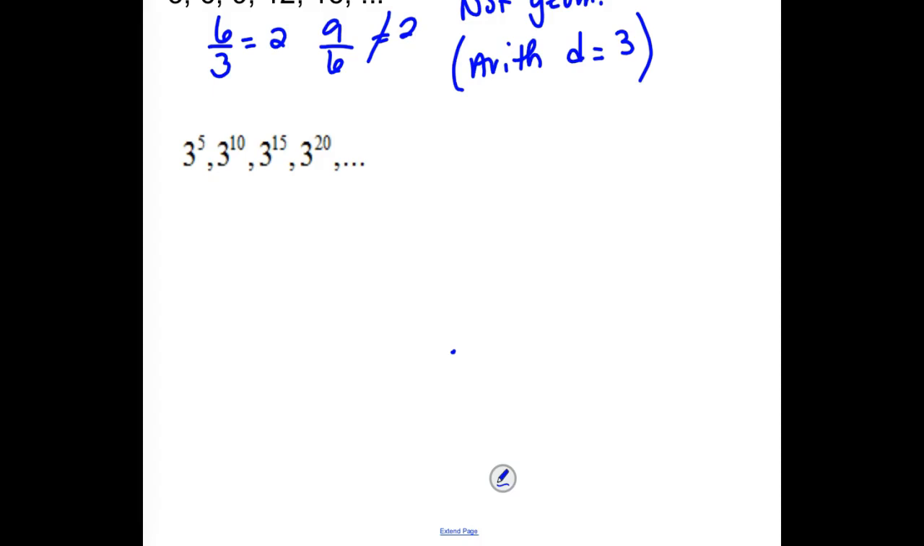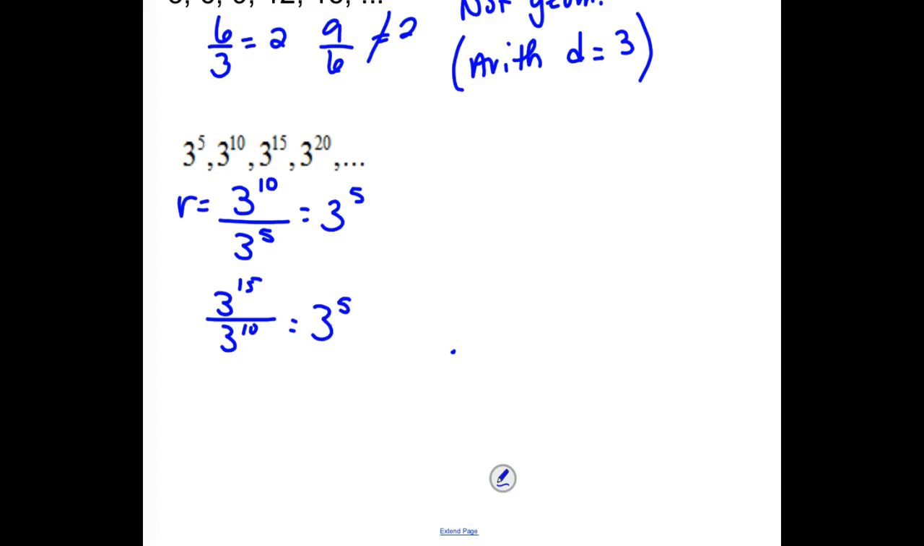To check if it's geometric, we always take a term divided by the previous term. What do we get if we take 3 to the 10th divided by 3 to the 5th? We get 3 to the 5th. What do we get if we take 3 to the 15th divided by 3 to the 10th? We get 3 to the 5th. Same thing with 3 to the 20th divided by 3 to the 15th.